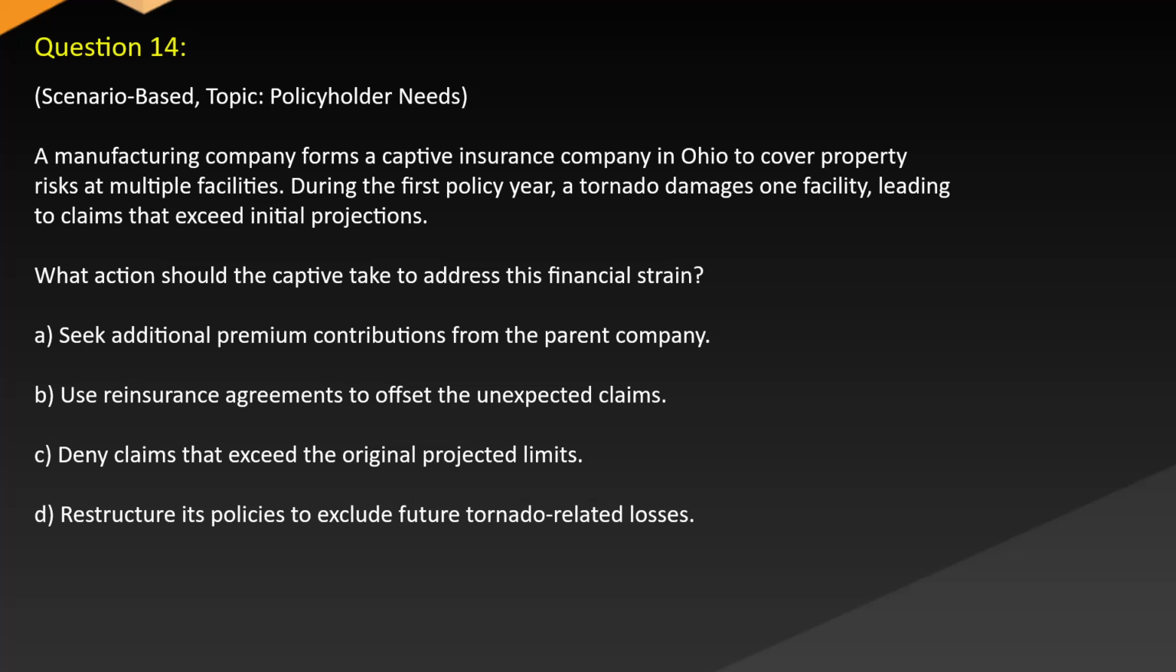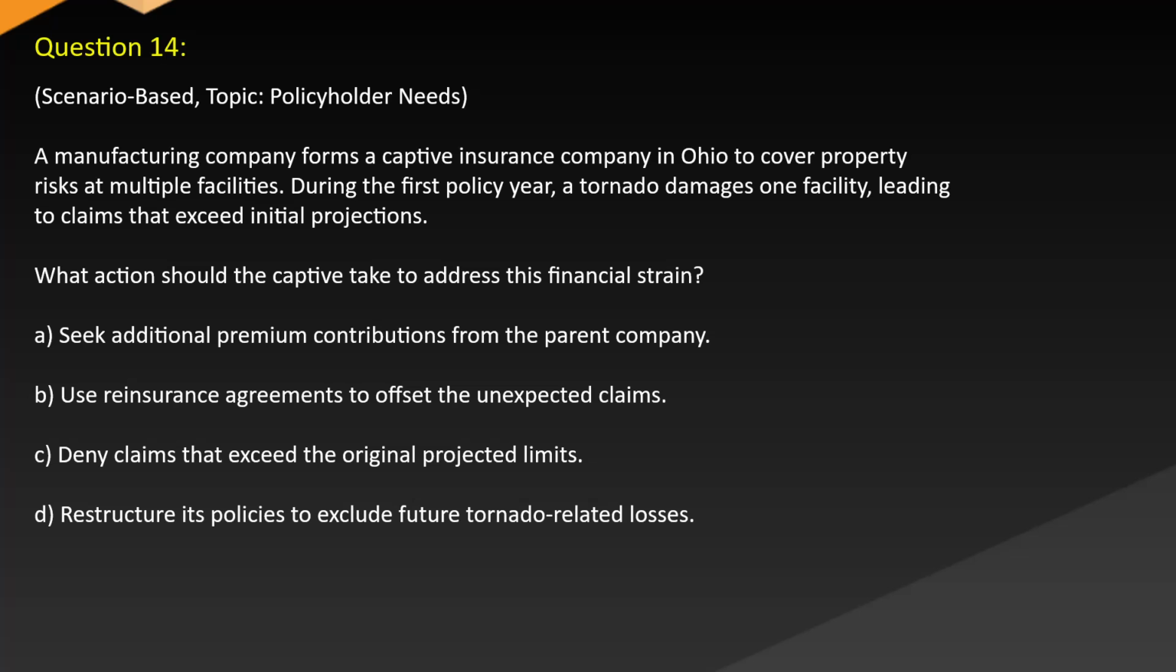Question 14. Scenario-based. Topic: Policyholder needs. A manufacturing company forms a captive insurance company in Ohio to cover property risks at multiple facilities. During the first policy year, a tornado damages one facility, leading to claims that exceed initial projections. What action should the captive take to address this financial strain?